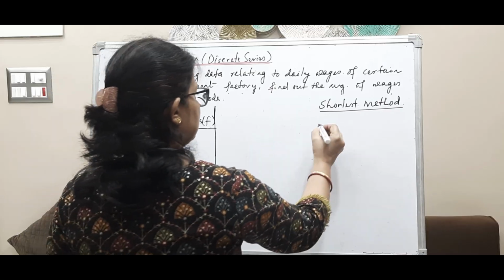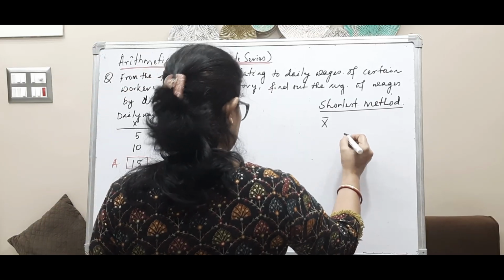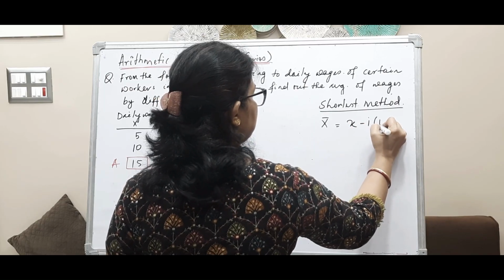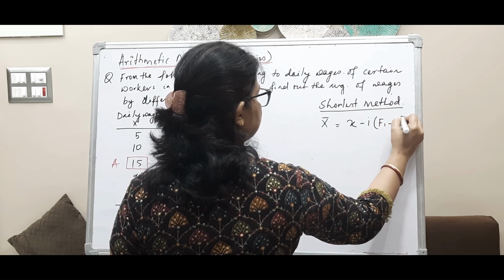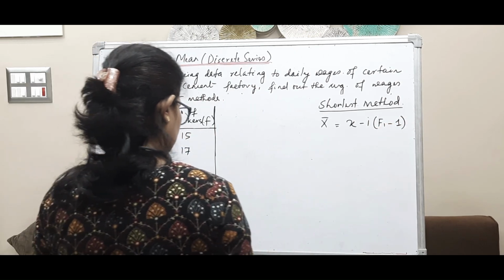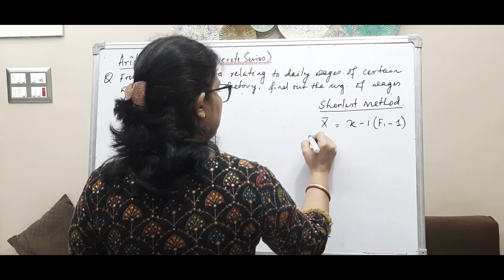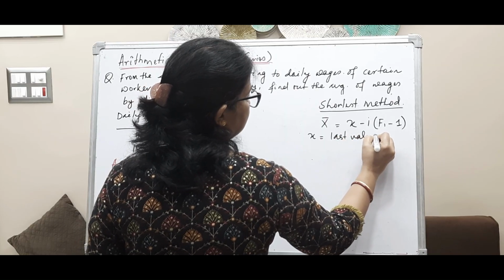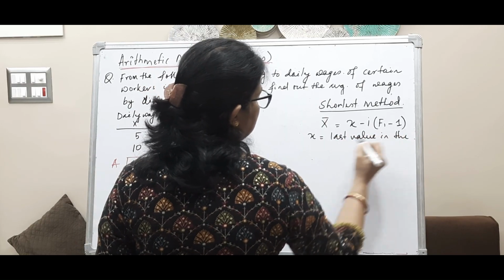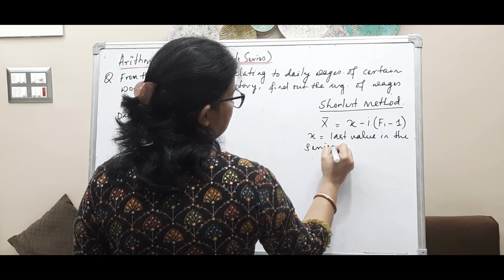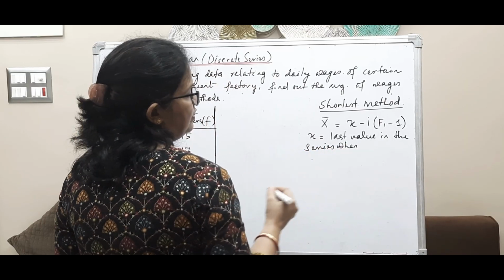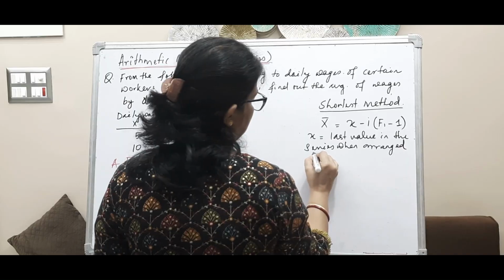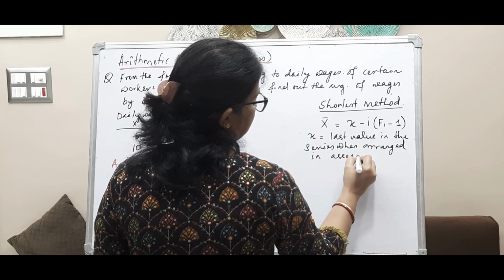So to find X bar equal to X minus I into F1 minus 1. X is the last value in the series when arranged in ascending order.